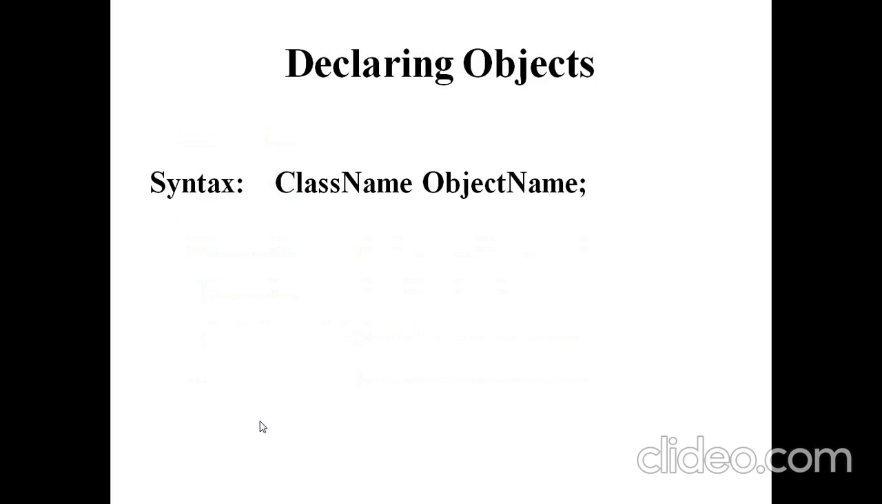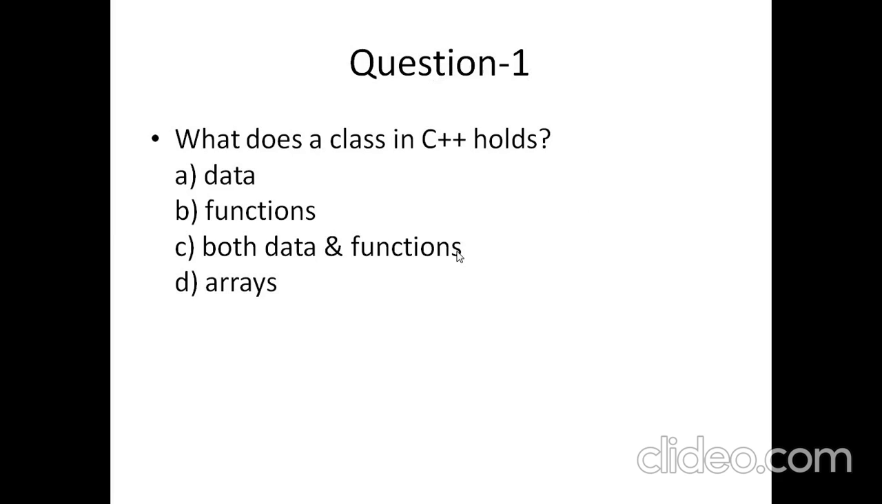Then how can we declare an object? What is the syntax of an object? Class name, space, object name, and a semicolon. Here the class name and object name are both user defined.